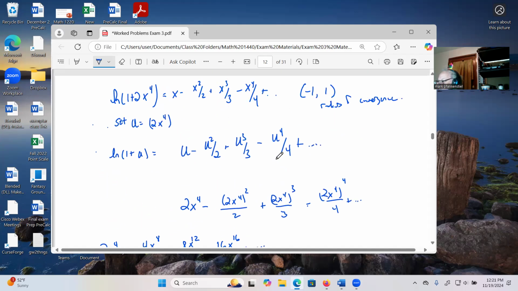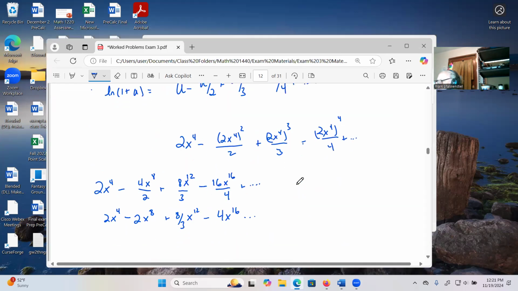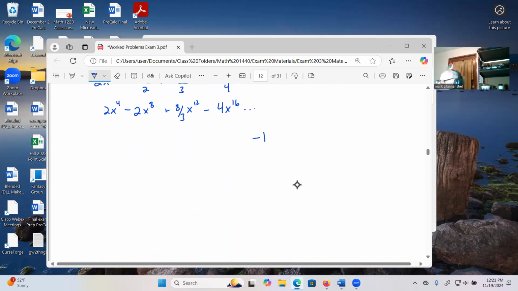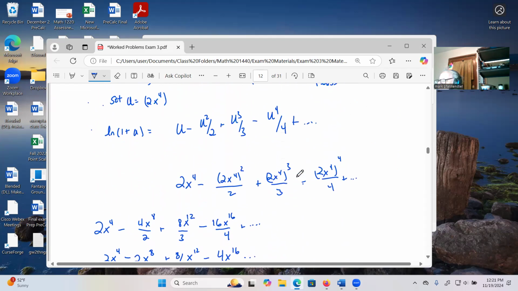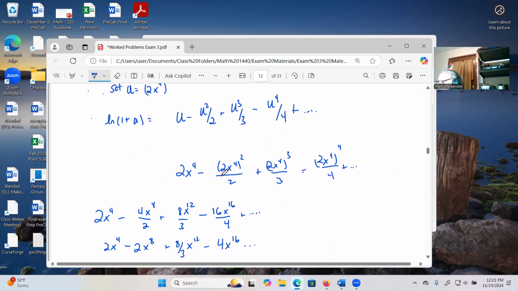One of the things we do have to do is figure out the radius of convergence. Okay, so let's see here. The radius of convergence for the natural log series is from -1 to 1. And technically it's u, it's not really x. So what did we really have? We have u equal to 2x to the fourth here.